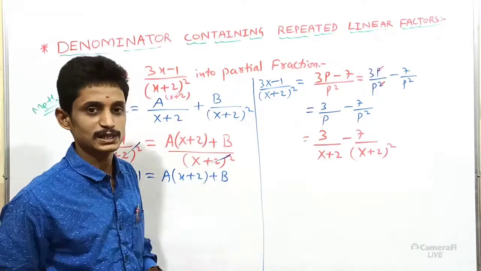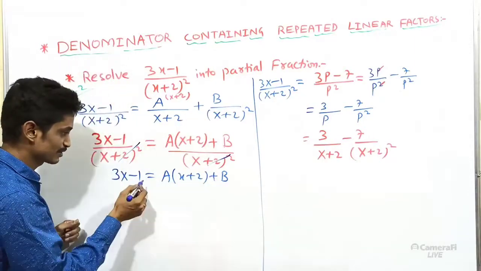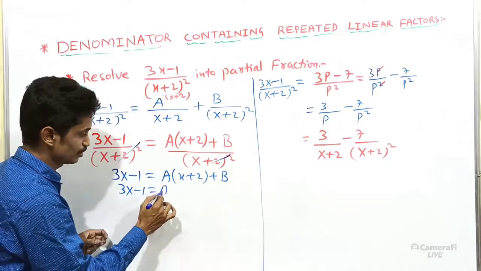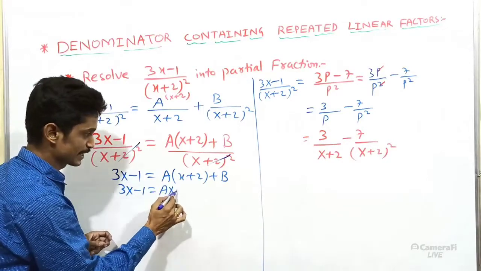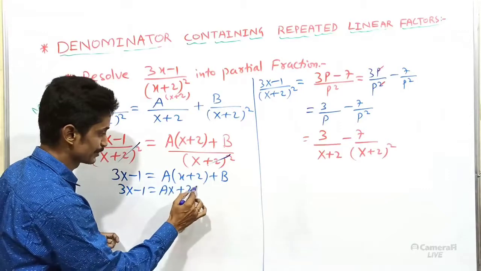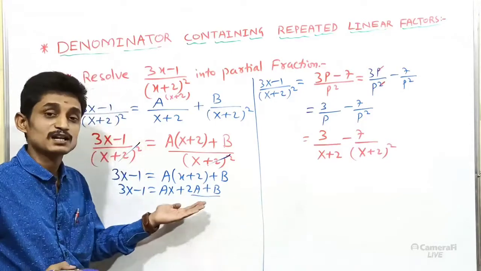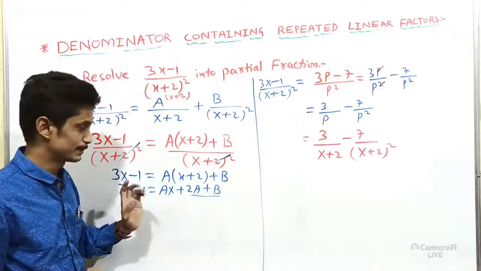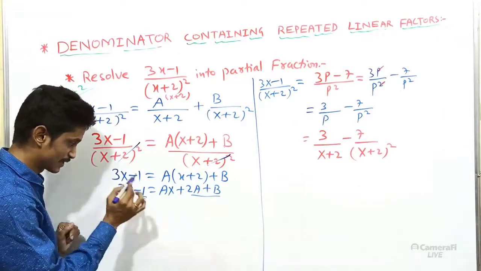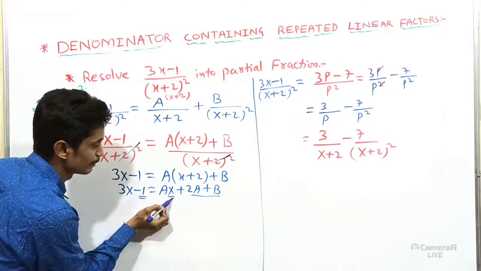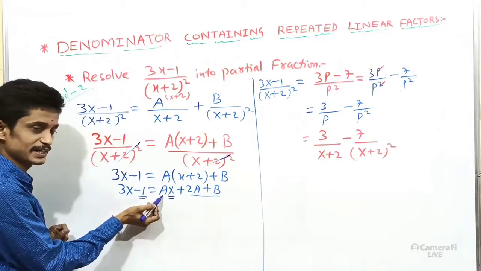plus b. Okay? Removing the bracket on the RHS side, 3x minus 1 equal to a into x is ax plus 2 into a is 2a plus b. These are the constant terms, there is no variable x. Here we have the variable x. What is the coefficient of x?